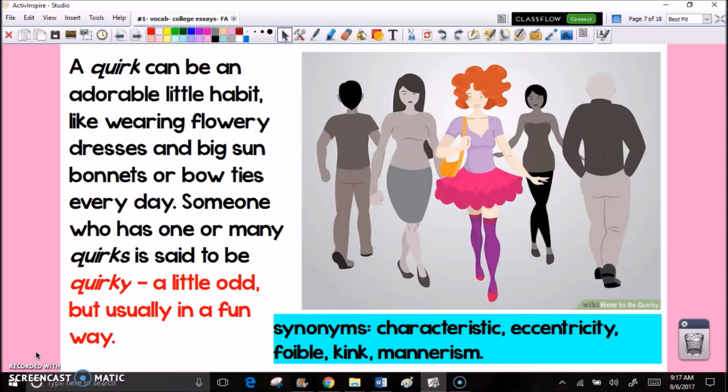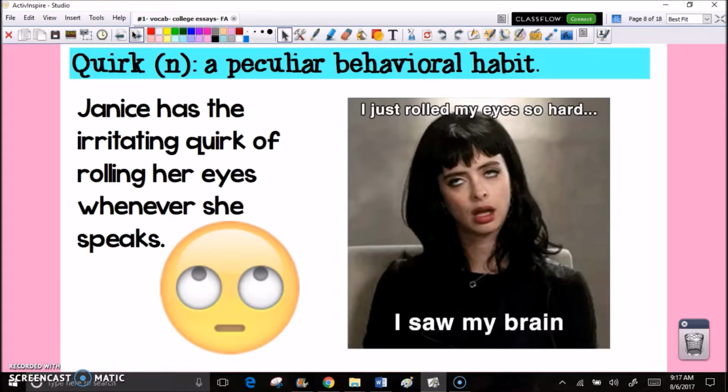Or a mannerism, except that mannerism is definitely neutral, and quirk has a little bit of a stronger connotation where you're saying it's a little bit weird. Mannerism could be good or bad, doesn't have to be weird. So again, a quirk is a peculiar behavioral habit. Janice has the irritating quirk of rolling her eyes whenever she speaks.